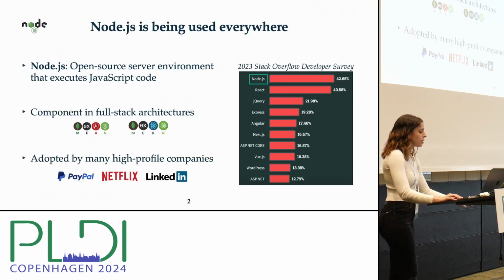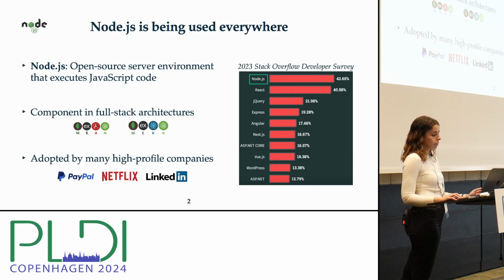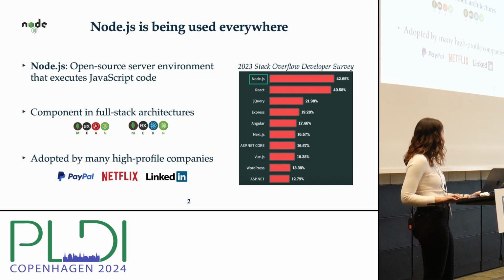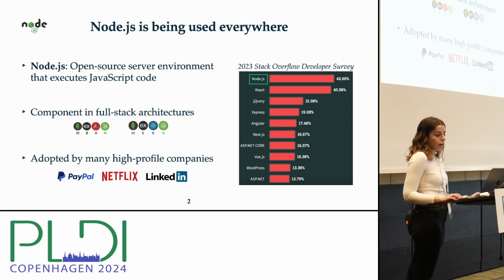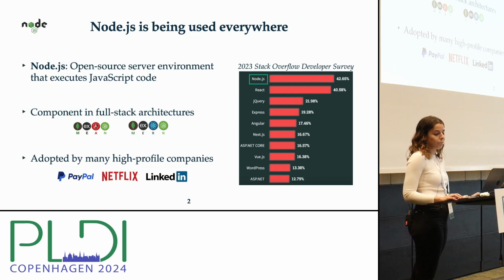So Node.js is a runtime environment that runs JavaScript on the server side. It is part of popular full-stack frameworks such as Mellon and Limin, and it has also been adopted by many high-profile companies such as Netflix and PayPal. In fact, according to the 2023 Stack Overflow Developer Survey, it is the most used web technology by developers.